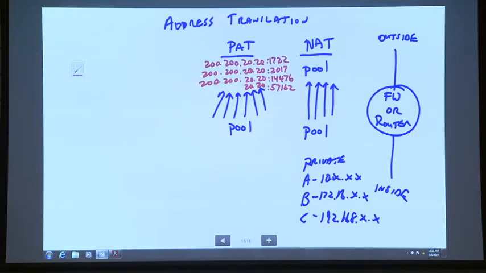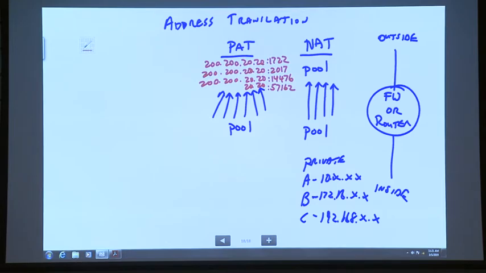When the traffic's coming back in, it looks at that address and it looks in its table and says, this is how we translate this back to your local address on the inside of your system. So that's NAT and PAT. Let's take a look at the other two choices that we have.